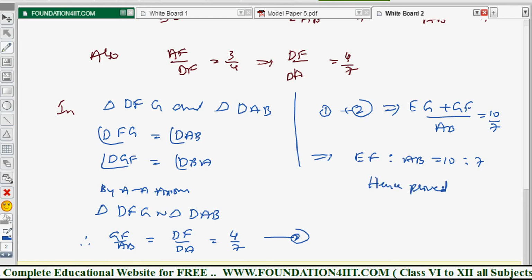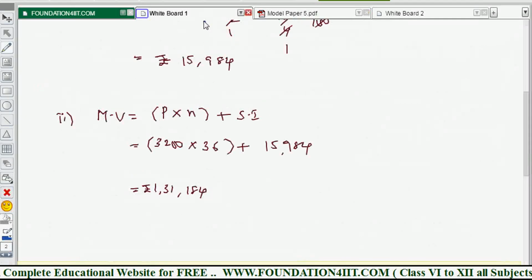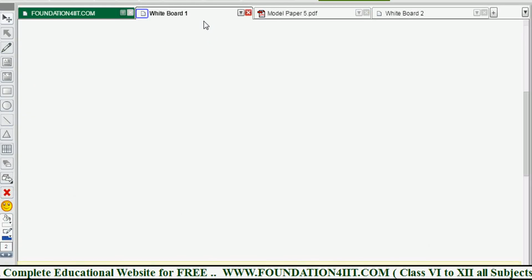Just apply the property that similar triangles have corresponding sides in the same ratio, and you will get this. Now see the next question. The third one is from trigonometry. We should take the LHS and prove the RHS, which is 2 cot theta, by using trigonometric formulas.